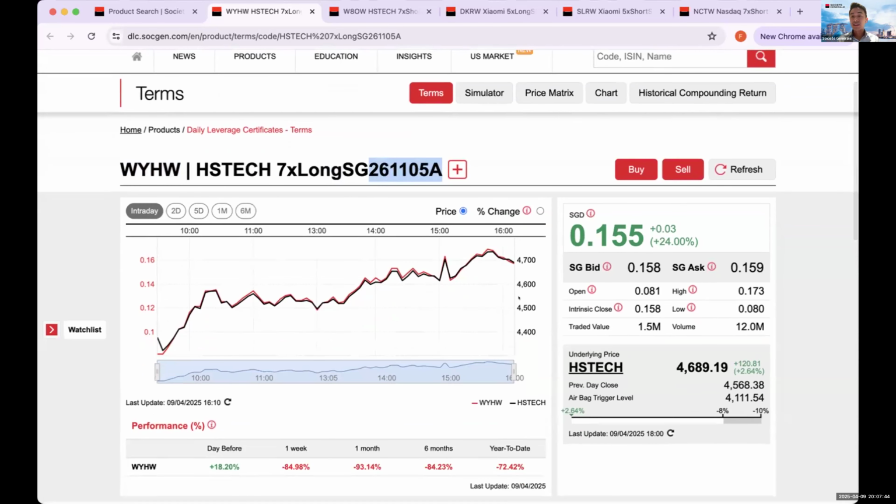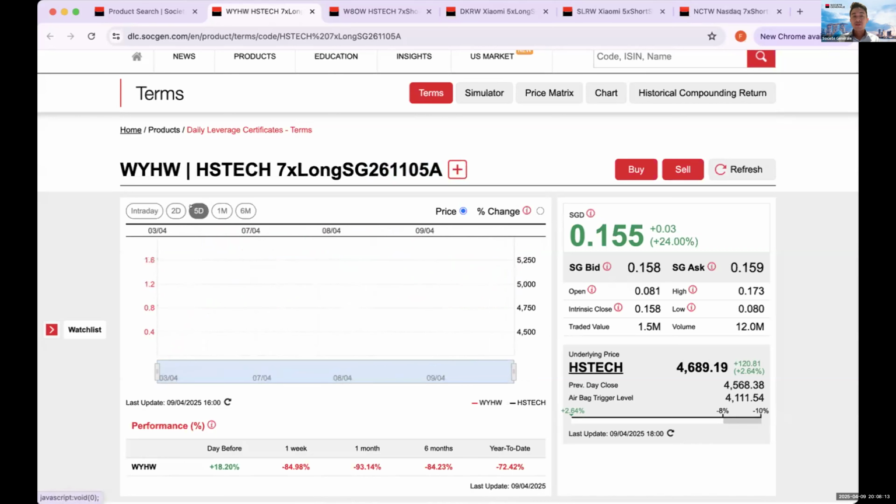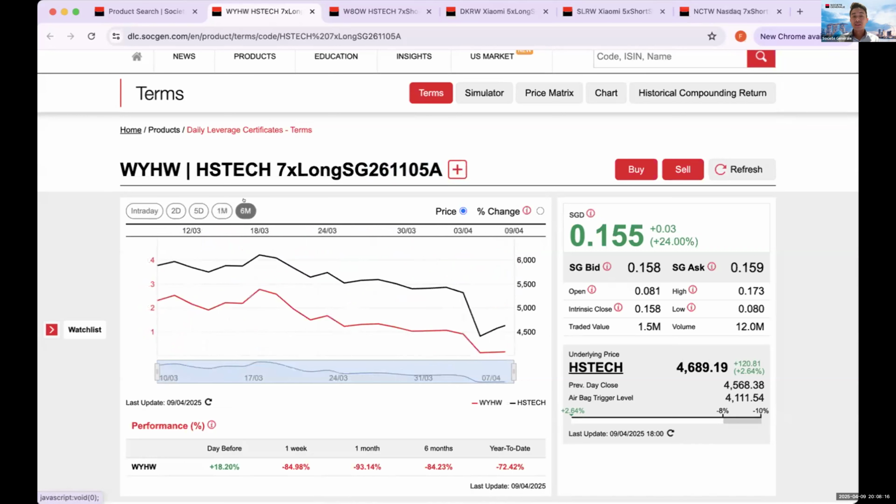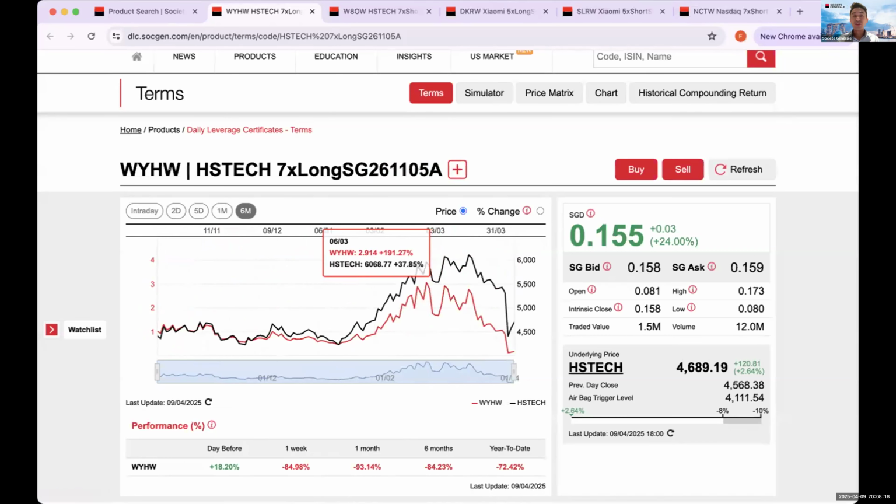Okay, so over here you can see that Hang Seng Tech did rally up 2.6% today, and that's where your 7 times performance is, because this WHYW was up around 24%, 7 times that of the underlying index performance today. So you can see how the Hang Seng Tech 7 times long DLC WHYW tracks the underlying index throughout the day on an intraday basis. For this chart, you can also see the 2 days, 5 days, or even 1 month or 6 month time frame to track the performance of this DLC.